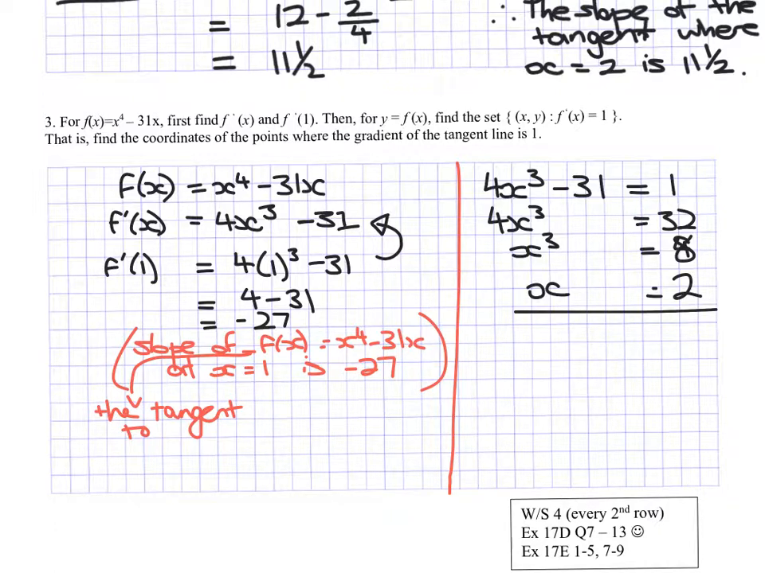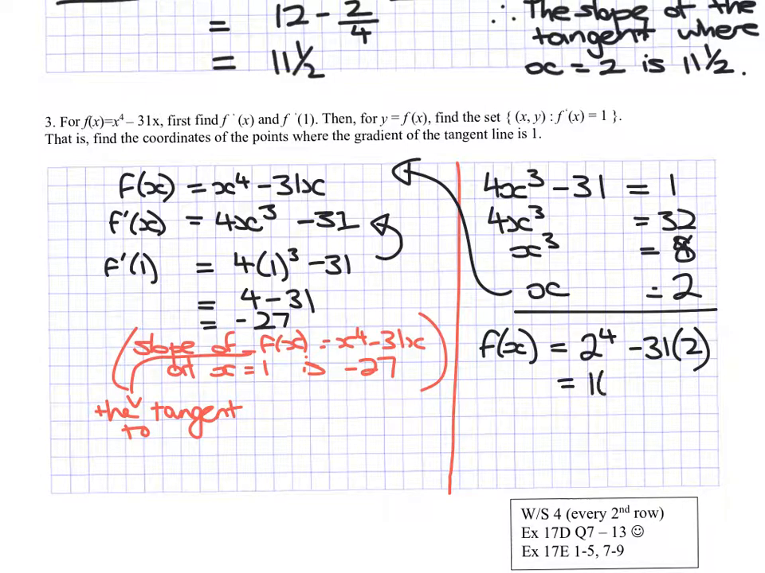And so then to find the coordinates of the point, we're just going to find the y value. x equals 2 is the point on the curve, so its y value is f of 2. We substitute x equals 2 into here. It's going to equal 2 to the 4 take 31 times 2, which equals 16 take 62. And 16 take 62 is negative 46. So therefore the coordinate of our point is 2, negative 46.